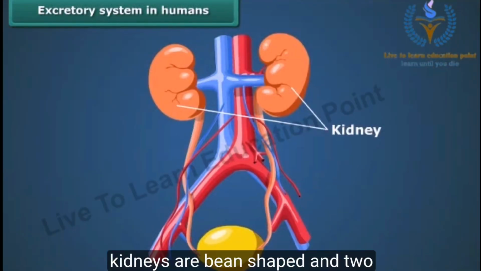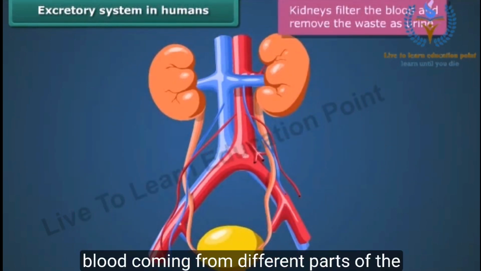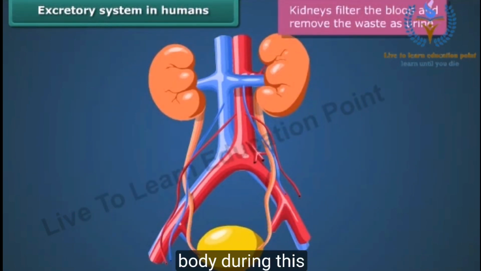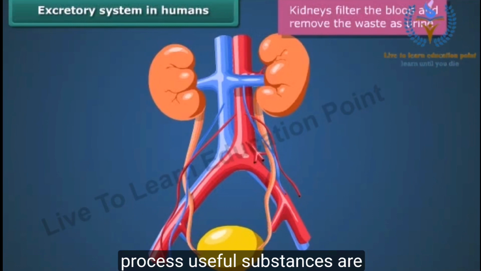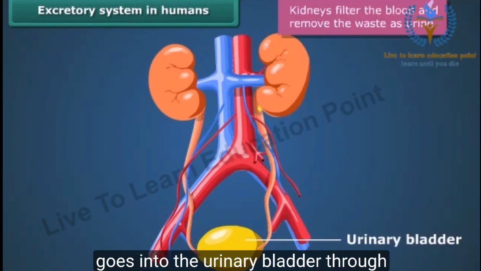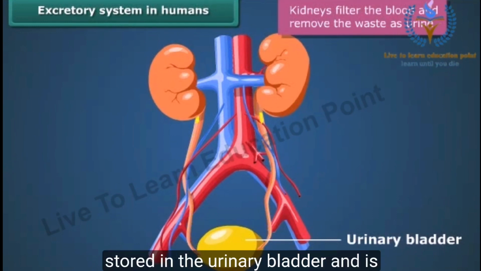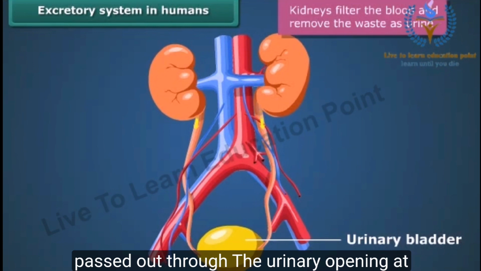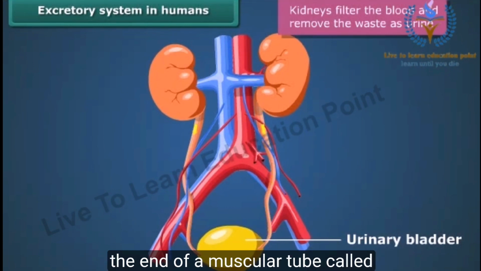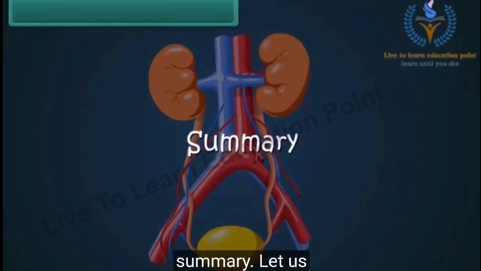Kidneys are bean-shaped and 2 in number. They filter blood coming from different parts of the body. During this process, useful substances are absorbed back into the blood, and the waste is removed as urine. The urine goes into the urinary bladder through tube-like ureters. It is stored in the urinary bladder and is passed out through the urinary opening at the end of a muscular tube called urethra.